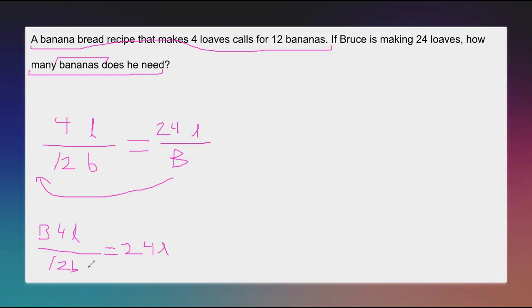And then we're going to have to multiply by 12 bananas and divide by 4 loaves on each side. That way we get B by itself. And we'll get that B is equal to 12B times 24L over 4L. And go ahead and look at our units. We've got L on top, L on bottom. Those are going to cancel out. So our final unit is going to be B bananas, which makes sense. That's what it's asking, how many bananas. And you're going to get that B is equal to 72. So 72 bananas.